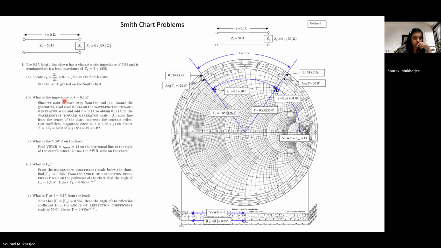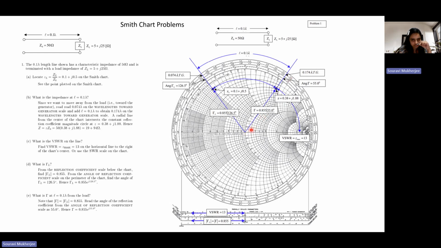Now it is asked what is the impedance at L equal to 0.1 lambda. So you have to move by a distance of 0.1 lambda starting from this point. Question is, do we move clockwise or counterclockwise? Remember, we just discussed that when you move towards the generator, we move clockwise, right? So from this point, we will move clockwise by a distance of 0.1 lambda and see where we reach, right? Draw a straight line to the center. Okay, so this is a straight line that joins to the center.